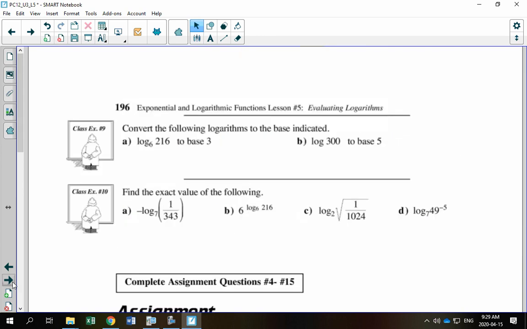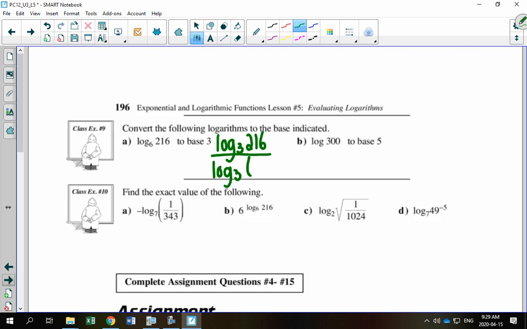So convert the following logs to the base indicated. So I want log base 6 of 216 to be base 3. So simply just going to use the change of base with a base of 3. So this will be log base 3 of 216 divided by log base 3 of 6. So making those bases 3. And for this one, log 300 to a base of 5. So remember, the base there is 10, common log, but we want it to be base 5. So it'll be log base 5 of 300, divided by log base 5 of 10.